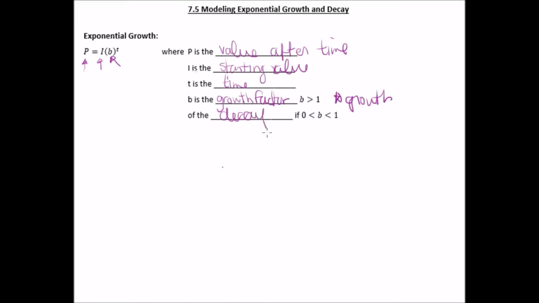We're also going to take a look afterwards at the decay, and decay is if the base is between 0 and 1. So decay would be like a depreciation, or like if the bacteria was decaying because you're taking medicine for it. So let's take a look at actual examples.